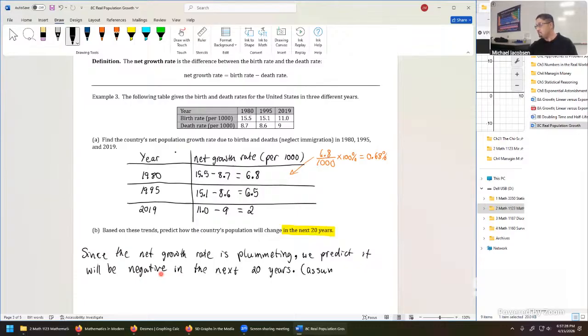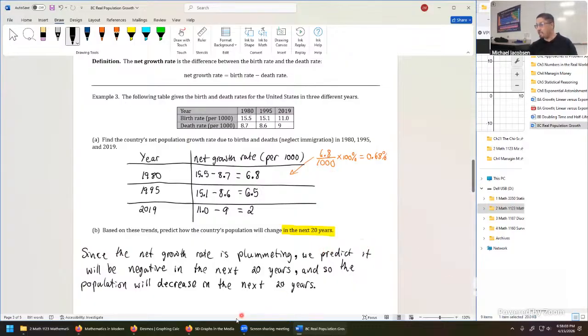Assuming, or I didn't finish that thought. We predict it will be negative in the next 20 years. By it, I mean the net growth rate. And so the population will decrease in the next 20 years.